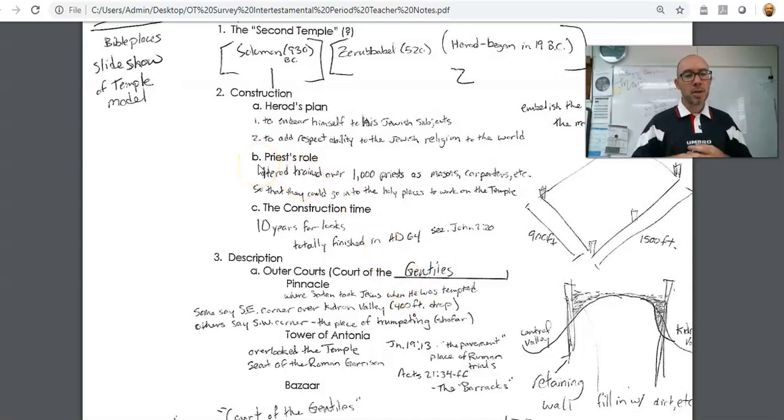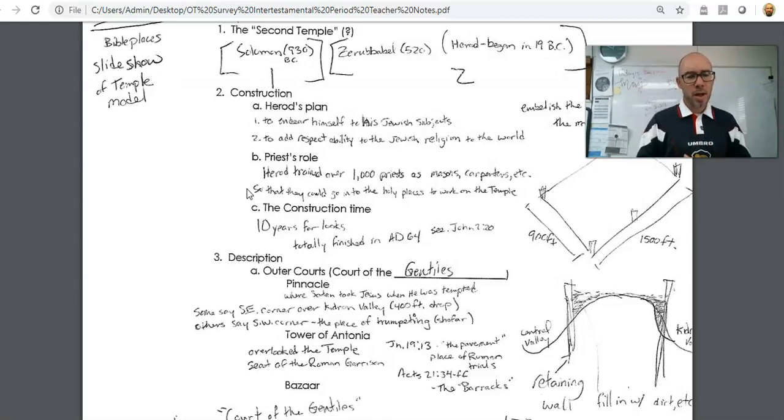The priests' role in this whole thing, because Herod's not 100% Jewish, is that he trains 1,000 priests as masons, that's stone workers, carpenters, etc., so that they could go into the holy places and work on the temple. That way we don't defile these places with Gentile workers. It's all Levites, where they're allowed to go and do the construction.